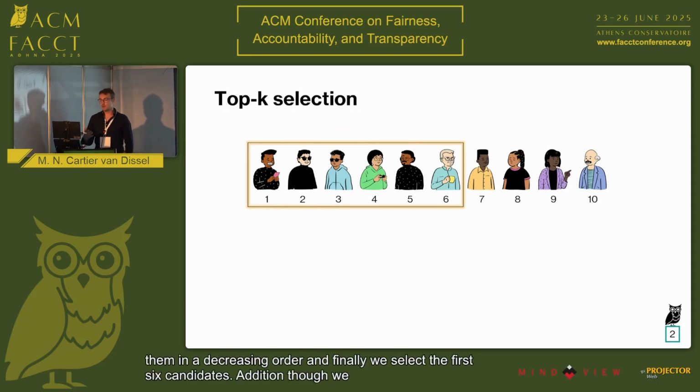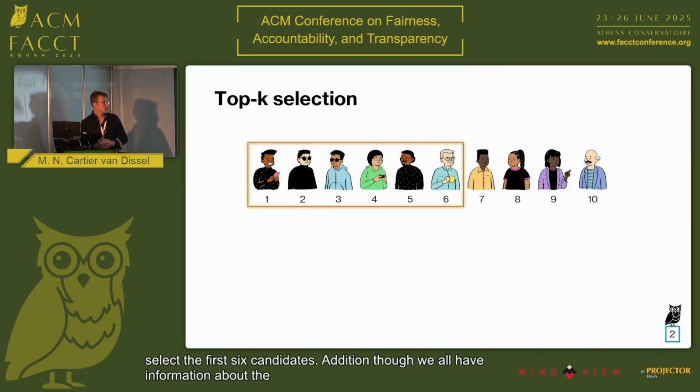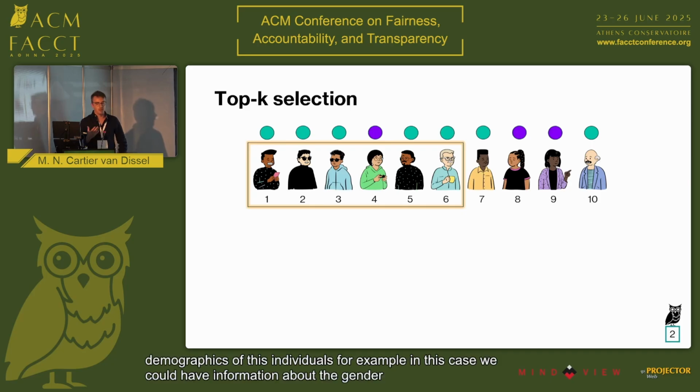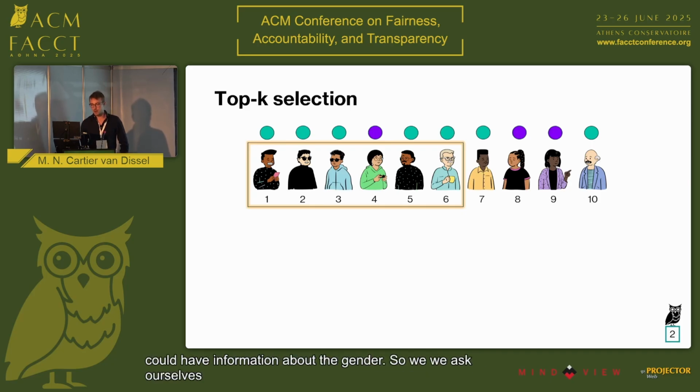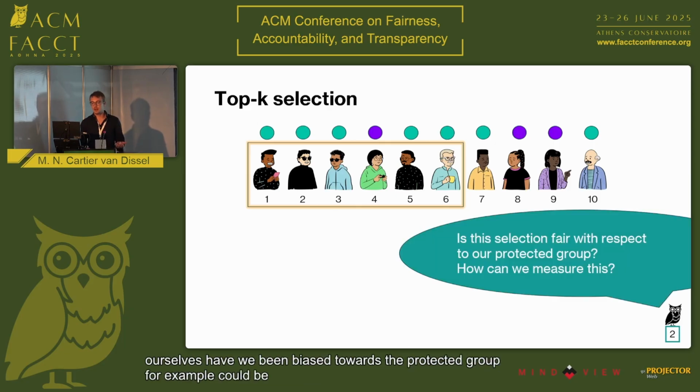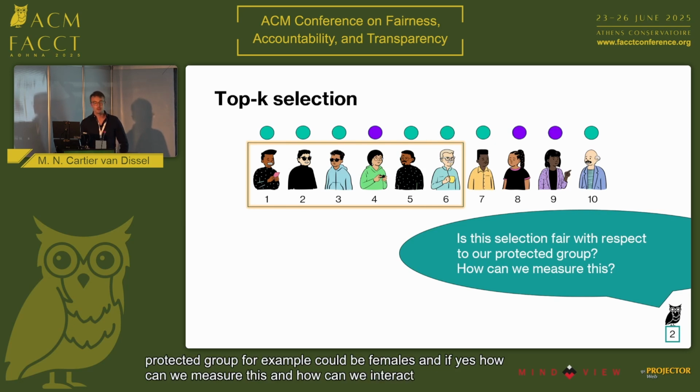Additionally, though, we also have information about the demographics of these individuals. For example, in this case, we could have information about the gender. So we ask ourselves, have we been biased towards the protected group? For example, it could be females. And if yes, how can we measure this and how can we counteract this?